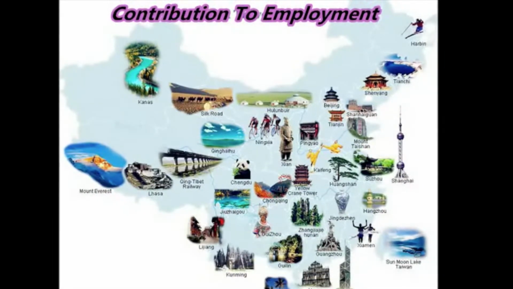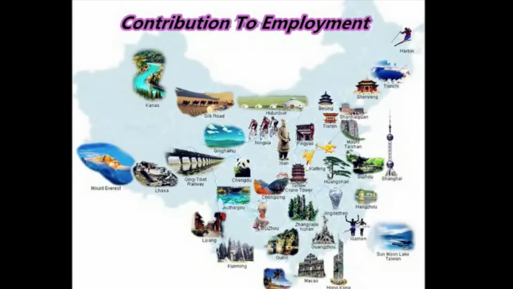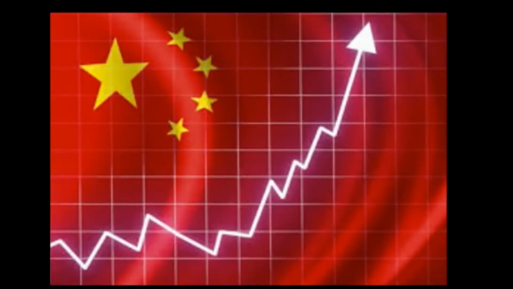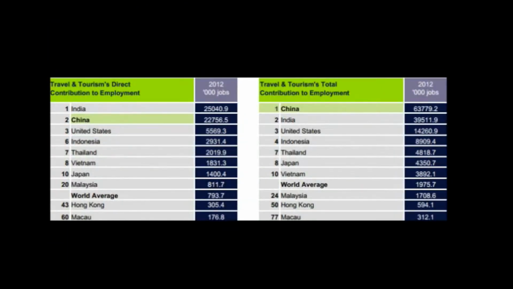Next I will introduce the contribution to employment. The tourism industry is certainly a very important sector for the Chinese economy, not only because of the amount of GDP contribution, but also the huge source of employment that depends on this industry. The employment includes those directly employed by hotels, travel agents, airlines, and so on. As we can see here, China provides direct jobs in the second position. Other than that, the total contribution to employment in China has occupied the first position, which provides more than 63 million jobs in the year 2012.